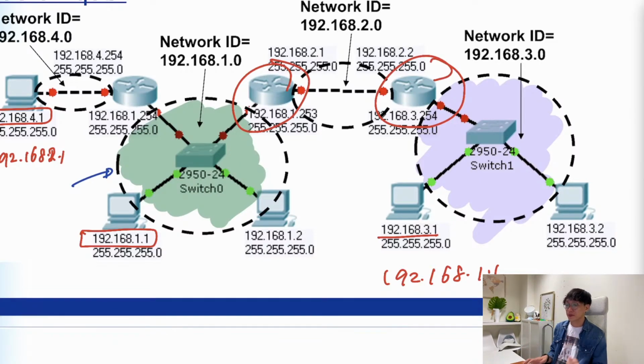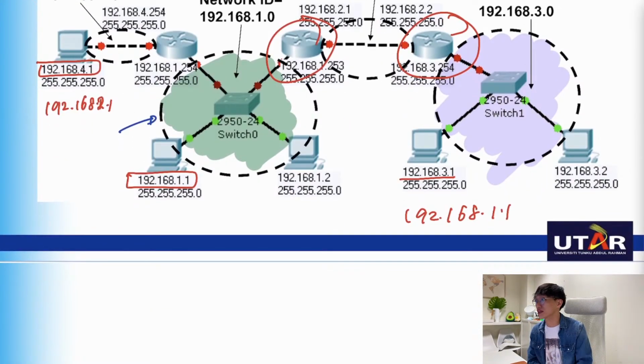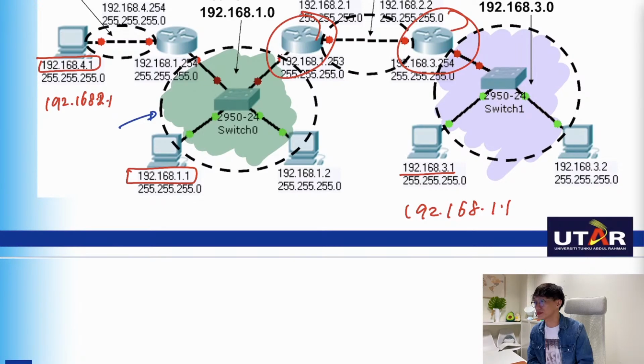So let's wrap this up. We can always reuse private IP if we are not close to each other, which means I'm not just next to you. So I hope you can get this concept here. And then we go to rule number 3.